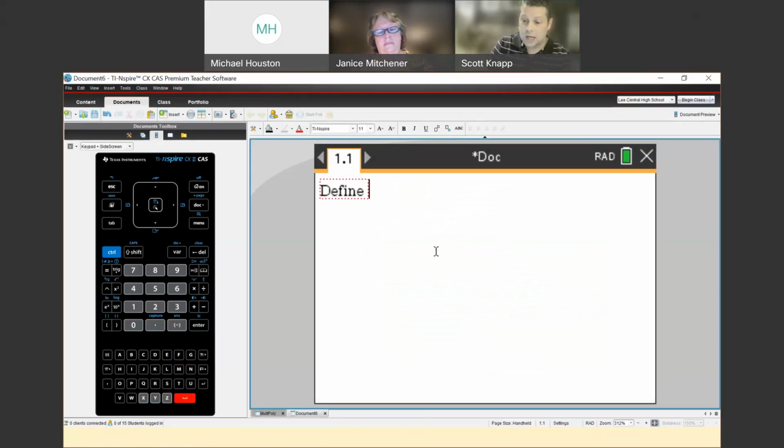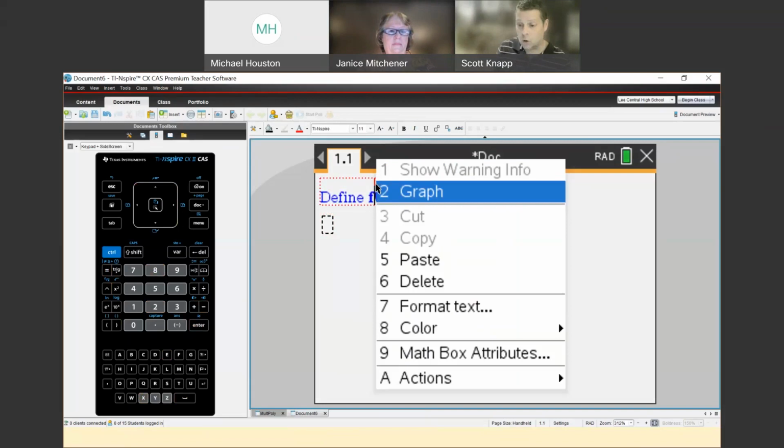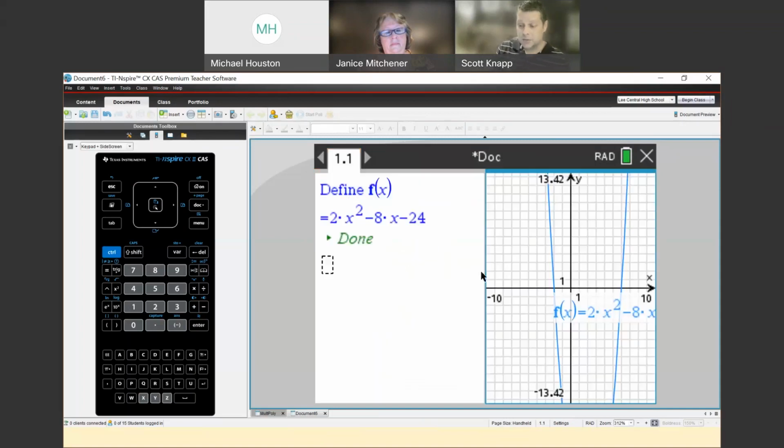I'm going to type define, and I'm going to define the function f of x equals, and the function that I want to define the zeros for, 2x squared minus 8x minus 24. And if I press enter, the notes page tells me it has been defined. Now, something that's kind of new for the Nspire: if I go up and highlight that math box and press a right click on my computer, or control menu, which is the same thing as right click on the handheld, and press graph, it will instantly pop open a split screen and I can see the graph of that function I just defined. That's kind of a big bells and whistles moment, I think, with the Nspire.